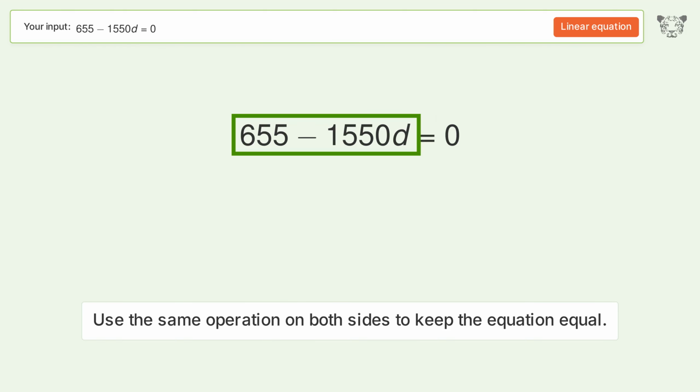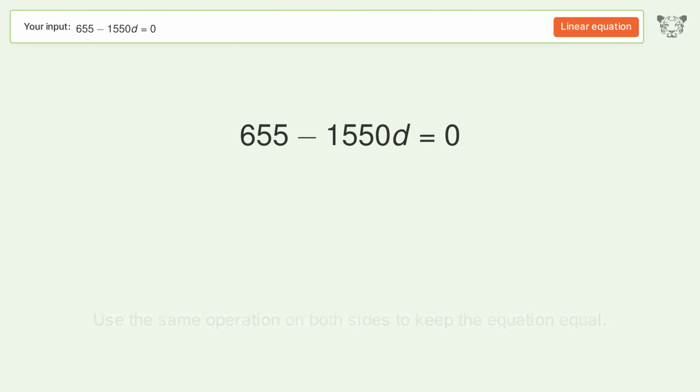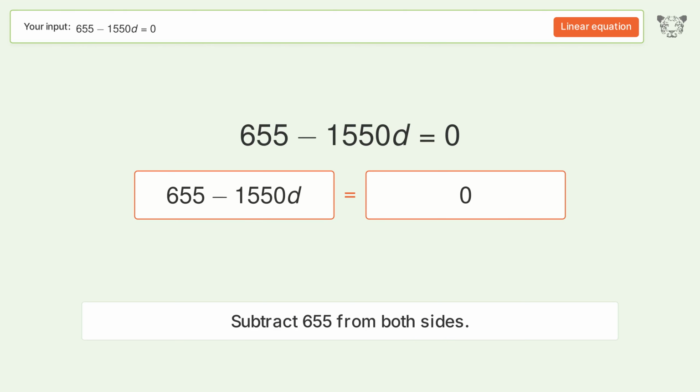Use the same operation on both sides to keep the equation equal. Subtract 655 from both sides so the variable term stands alone. That gives negative 1550 times d equals negative 655.